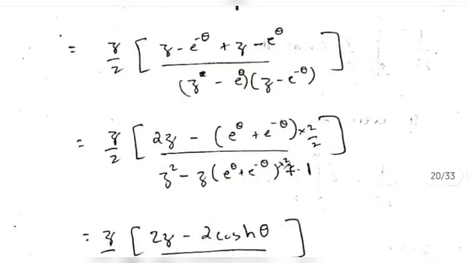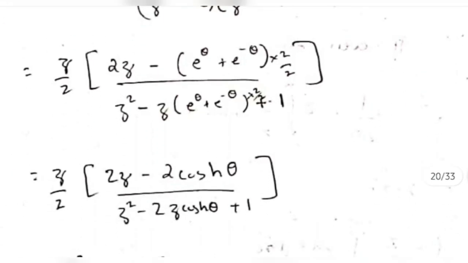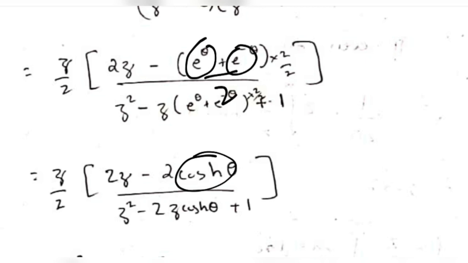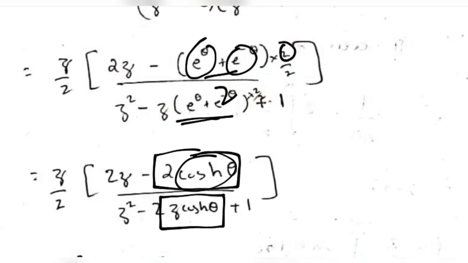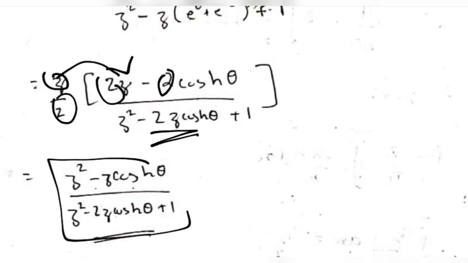In this step, you have to multiply by 2 and divide by 2. Why? Because then you will be getting the standard formula of cosh theta. The formula of cosh theta is e power theta plus e power minus theta divided by 2. So you have the 2 in the numerator also, so we will be taking 2 cosh theta, and similarly in the denominator also you will be doing the same. So we will get cosh theta in the denominator as well, and multiply it inside and cancel this 2 from the numerator and denominator, and this is your final answer.